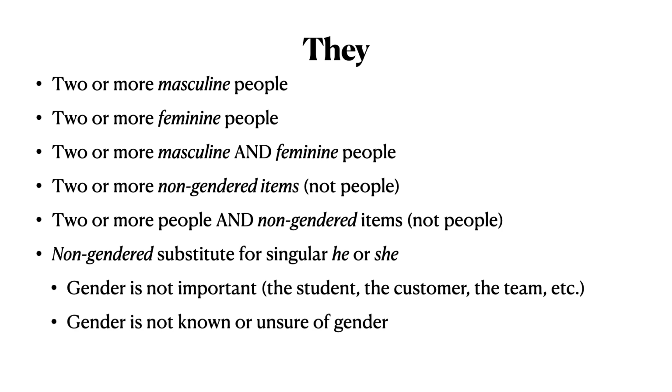We can also use it if the gender is not known or you're unsure of the gender. If we're talking about a student, how did the student do on their test? Oh, they did well. And we can also use it if the person that we're talking about prefers they to he or she. All of those reasons are perfectly fine to use they as a singular subject pronoun.